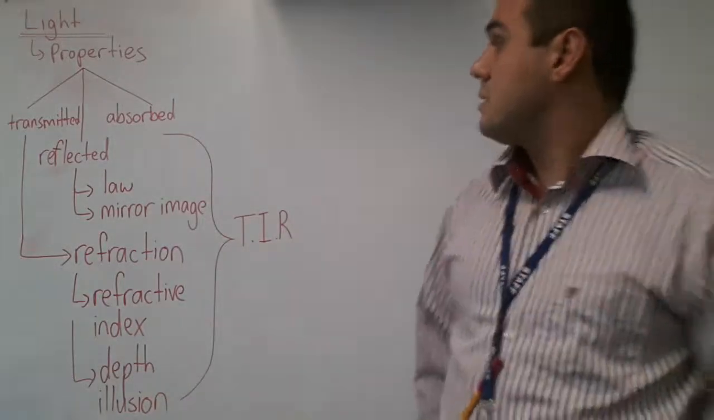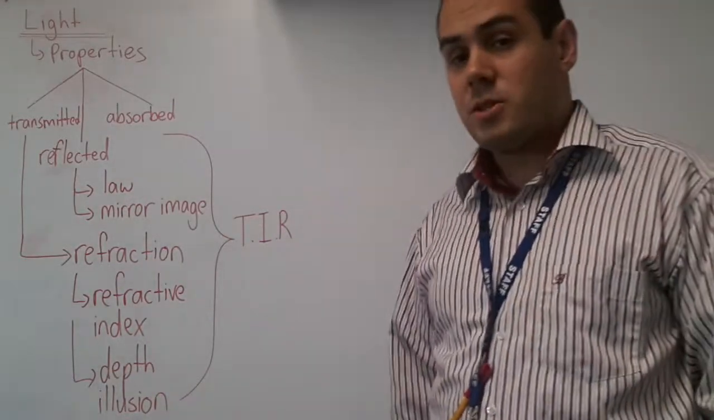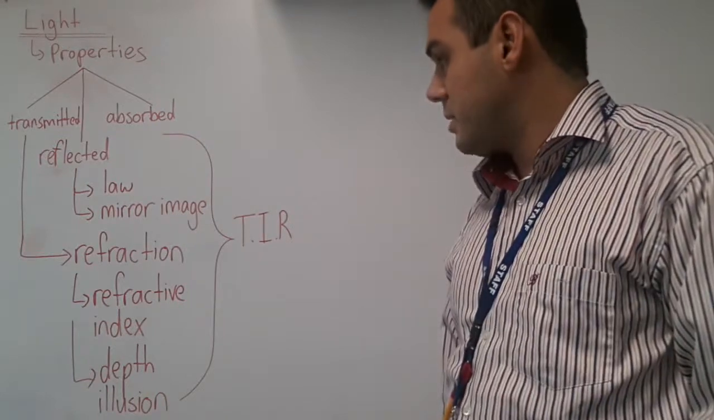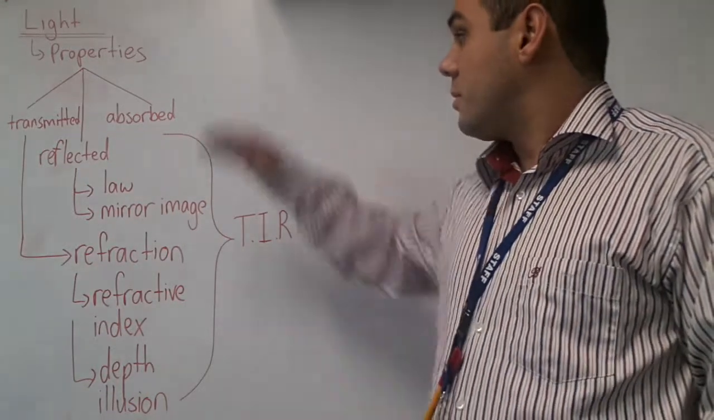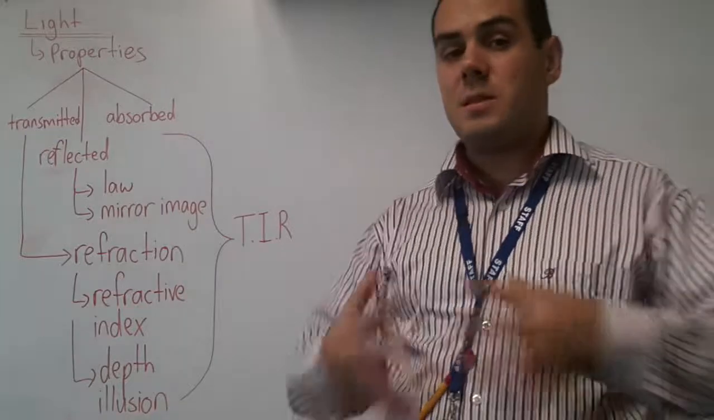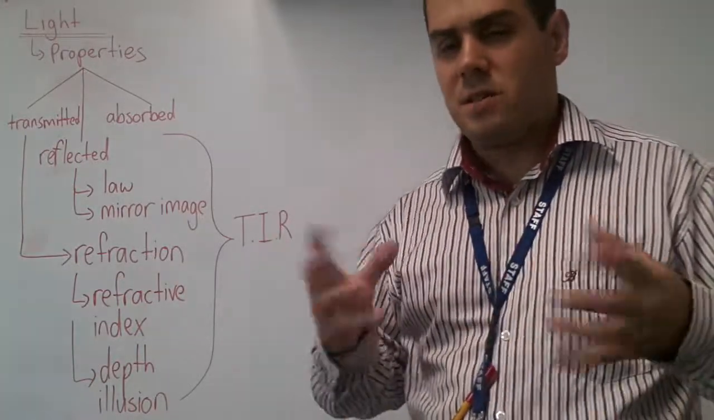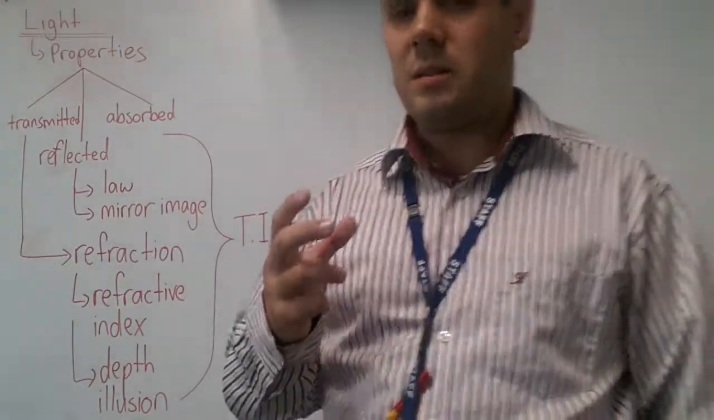Okay, so today's lesson is about light. It looks like a mind map because it's a really comprehensive lesson. I've got a lot of points on the board, but that just means that everything links together. It doesn't mean that it's a very tough lesson to comprehend.